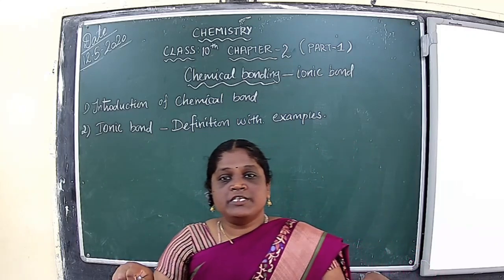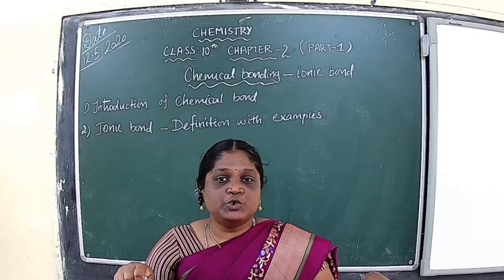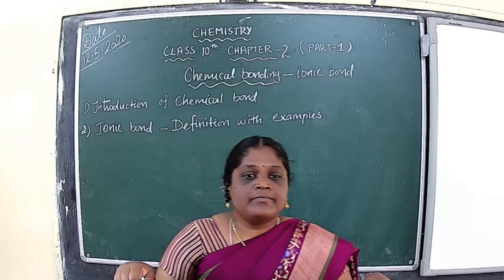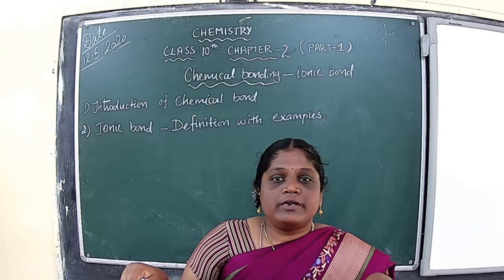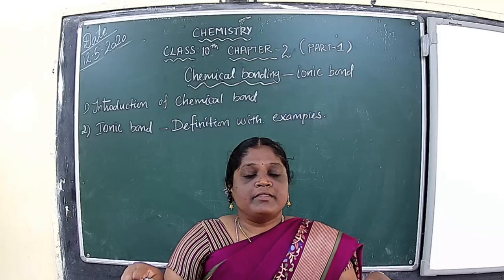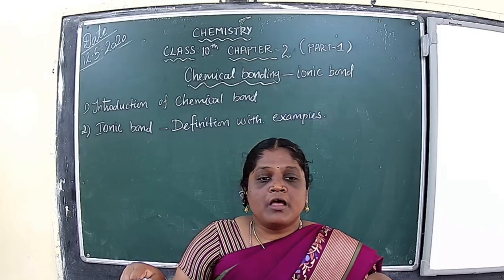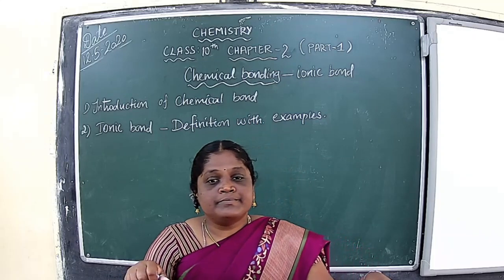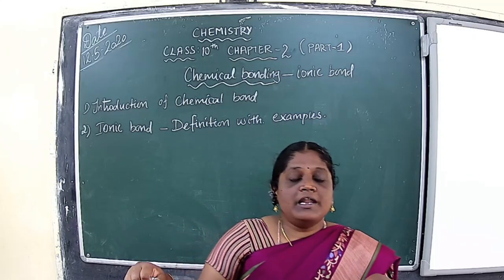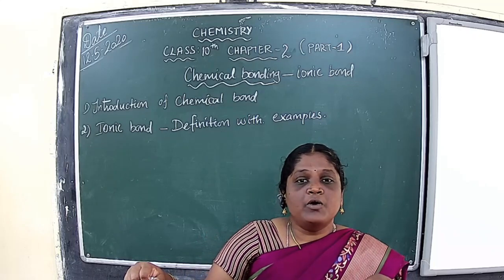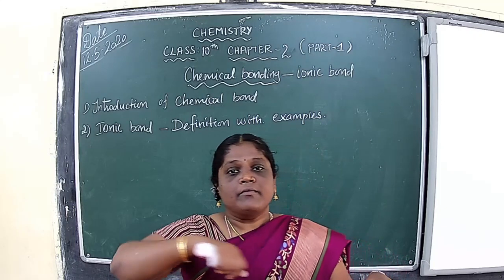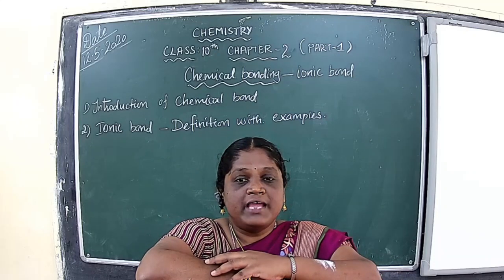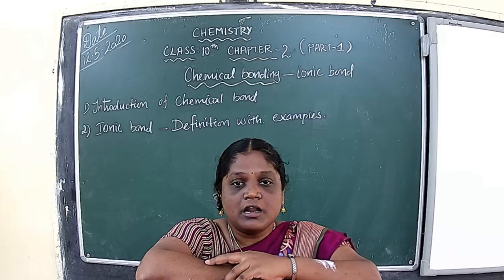Today we are going to see chapter 2, part 1. Chapter 2 name is chemical bonding, ionic and covalent bond. Already we have learned about chemical bond. In ninth class we have learned about chemical bond.